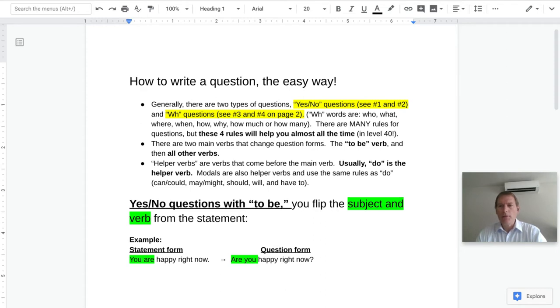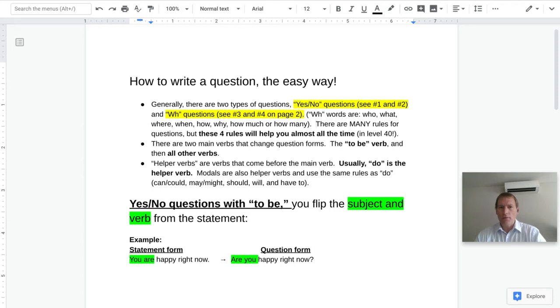So generally, there are two types of questions: yes/no questions and WH questions. On page 1, we look at yes/no questions, and on page 2, we look at WH questions. And here's a list of WH words in case you don't know. There are many, many rules for questions, like you see in your textbook, but these 4 rules should help you almost all of the time.